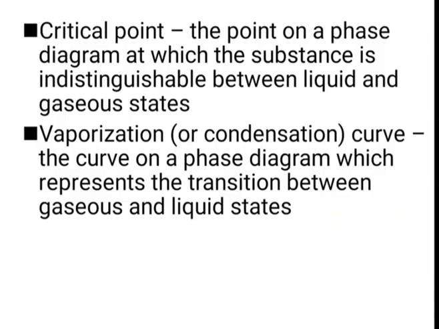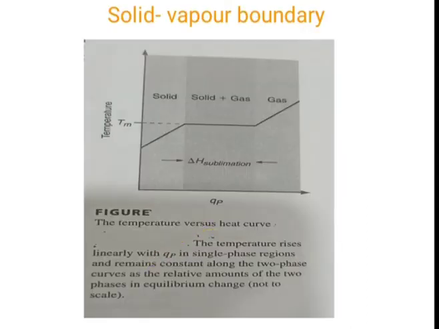And this is the vaporization, or you can say the condensation curve also. So, the curve on a phase diagram which represents the transition between the gaseous and liquid states. When liquid is converted into vapor, this is the vaporization curve, and when vapor is converted into liquid again, this is the condensation curve. Now, we will see our next point, the solid vapor boundary.